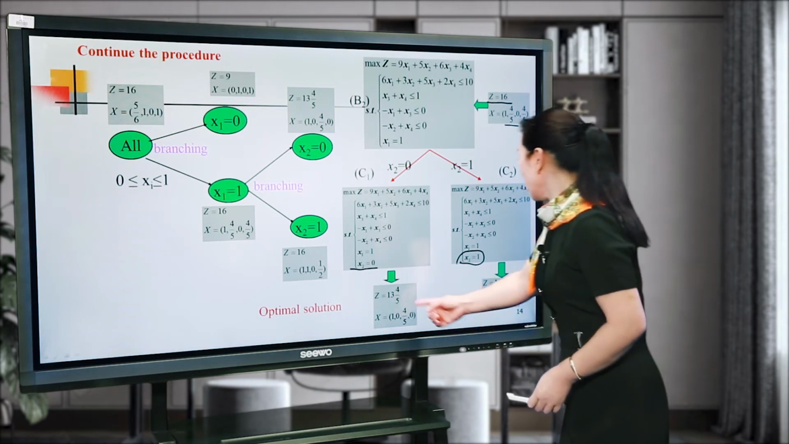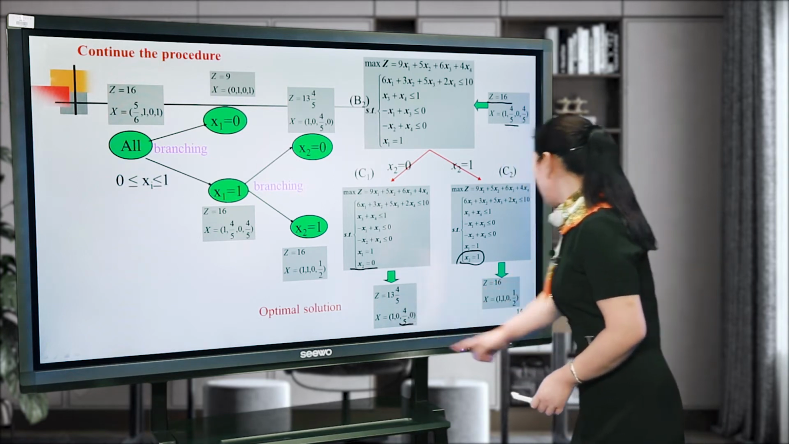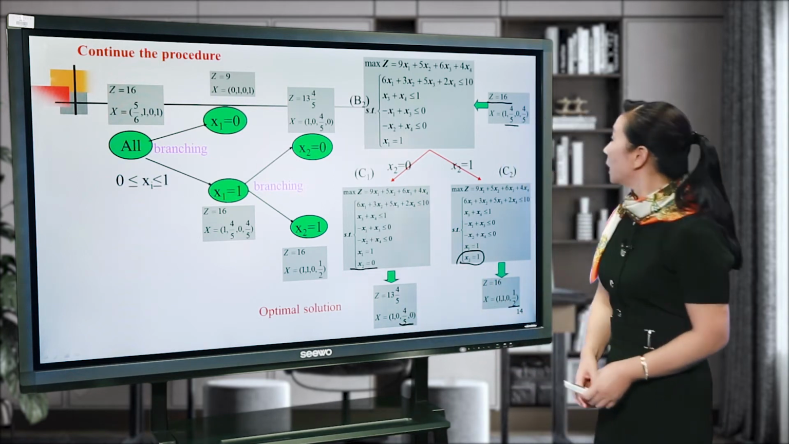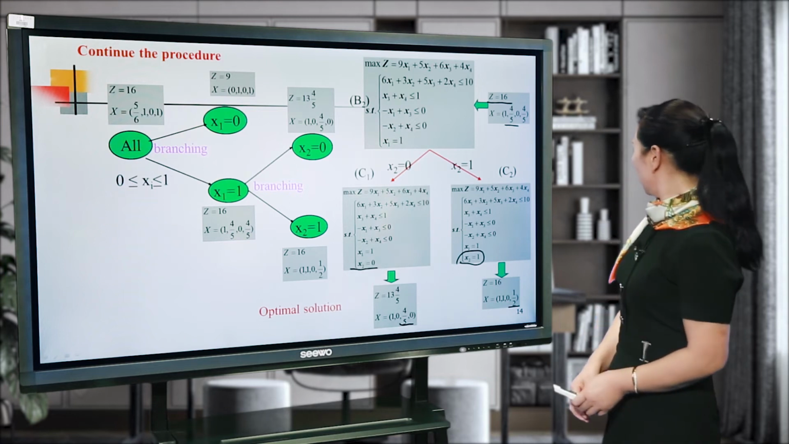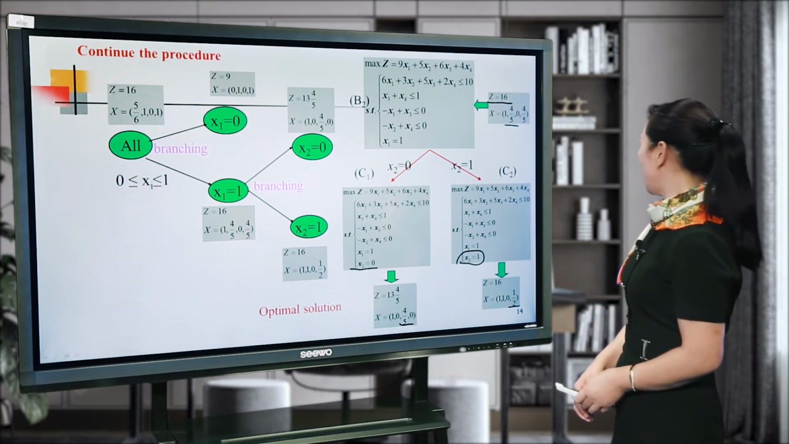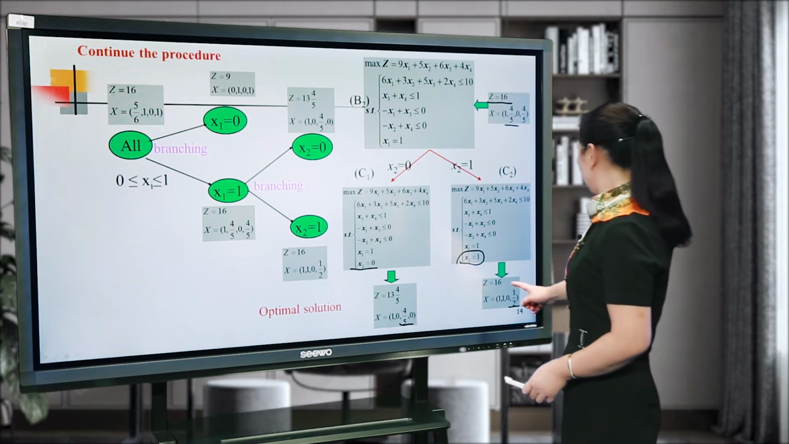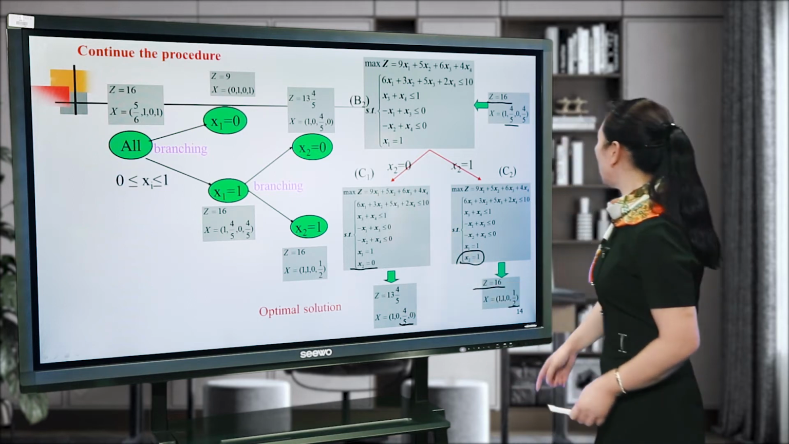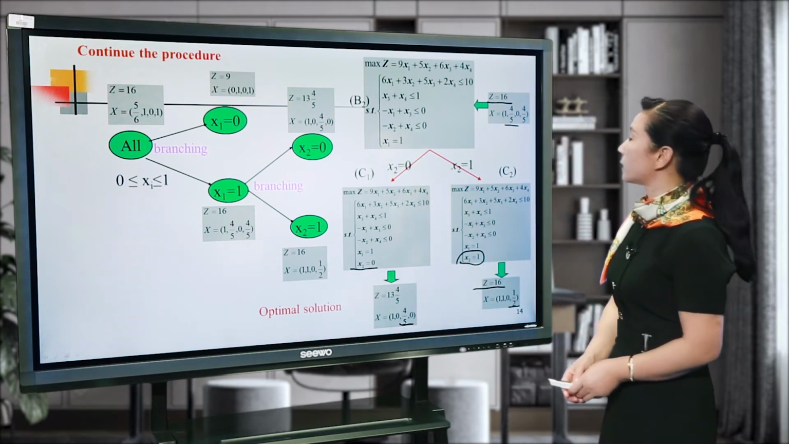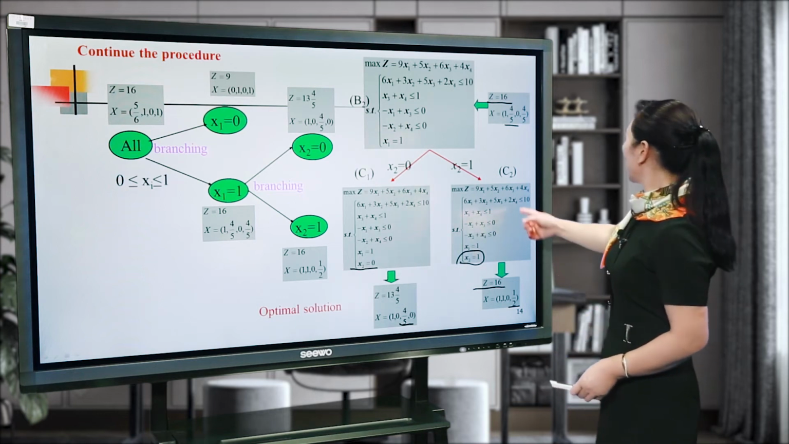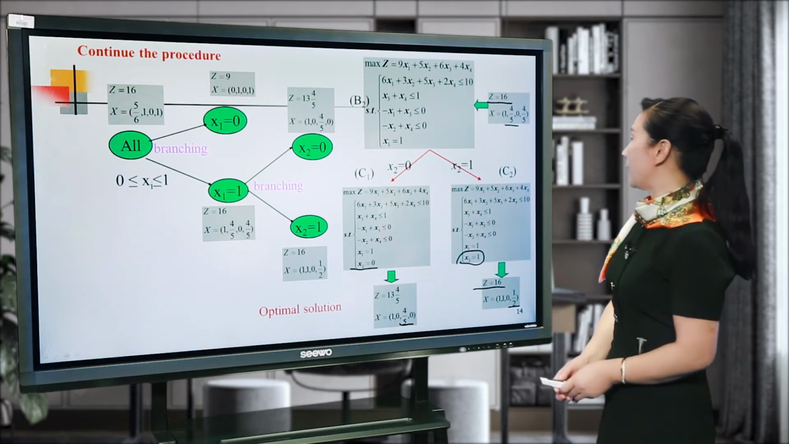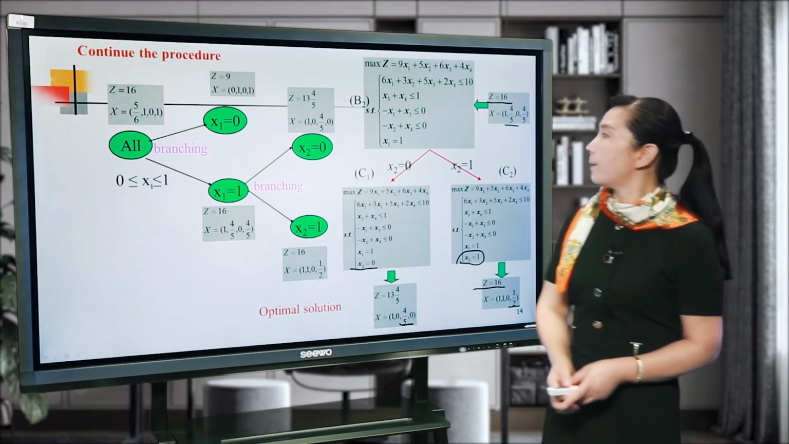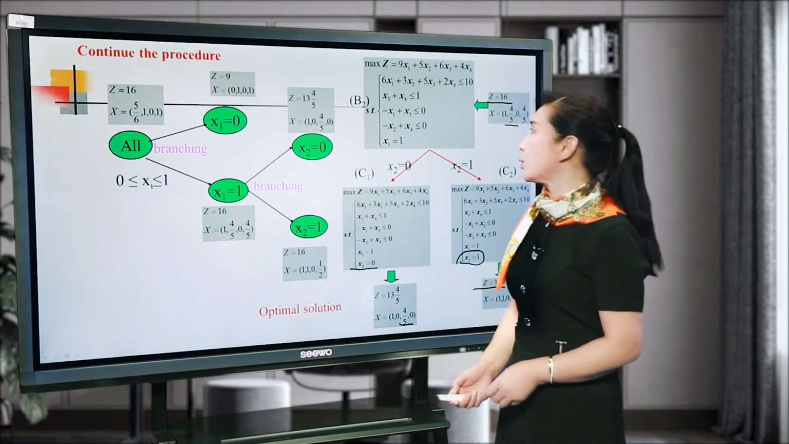x3 or x4 is not binary, and we notice the objective function. This is the great. So for these problems, we need to continue dividing branch 2.